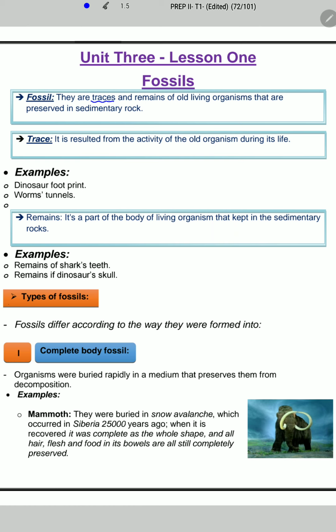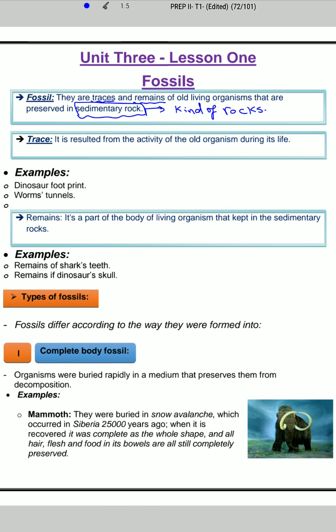What does the word trace mean? What does the word remain mean, and the sedimentary rocks? Let's start with the sedimentary rock. It's a kind of rocks which consists of some sediments, some sands, some other rock parts. When they come together and form some layers, they form the sedimentary rocks.